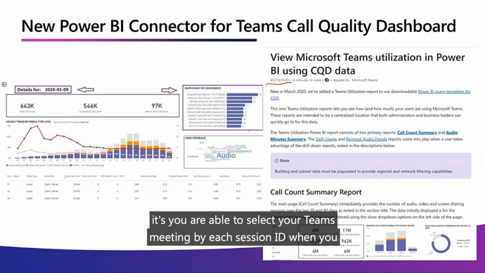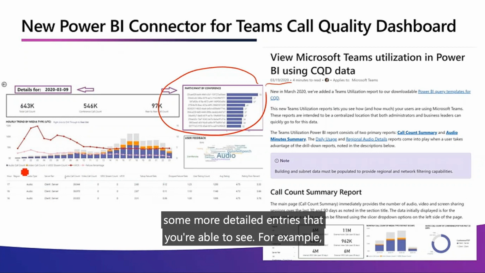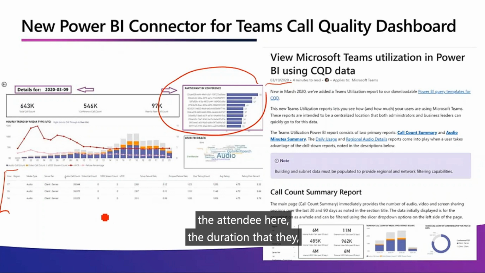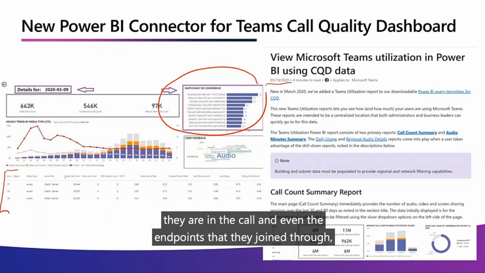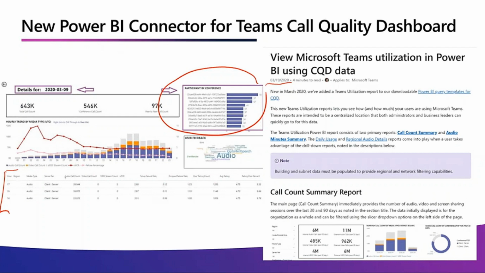So one part here is you are able to select your Teams meeting by each session ID. When you click into that, you're able to see more detailed entries. For example, the attendees here, the duration that they were in the call, and even the endpoints that they joined through, for example, through a browser or through an endpoint.